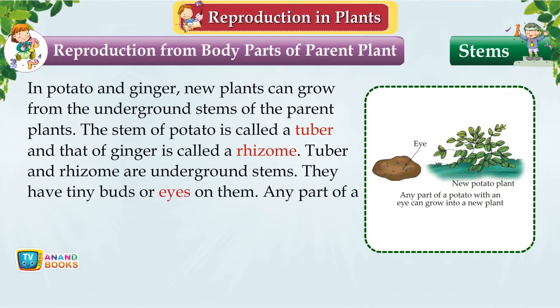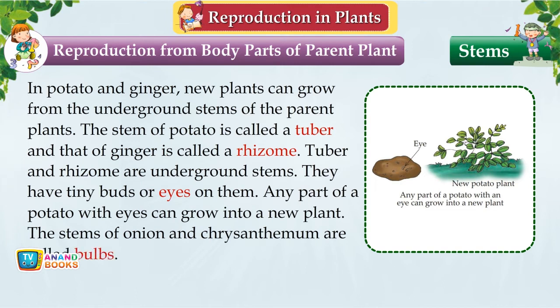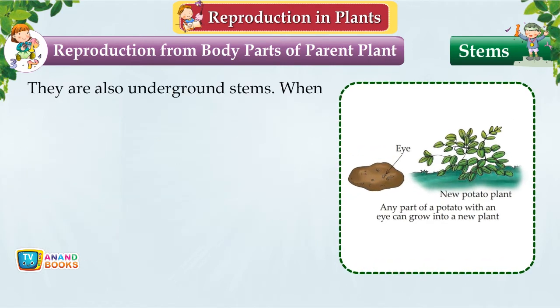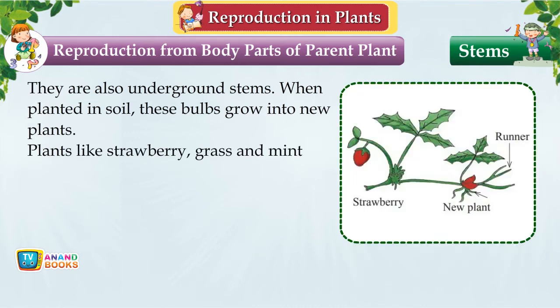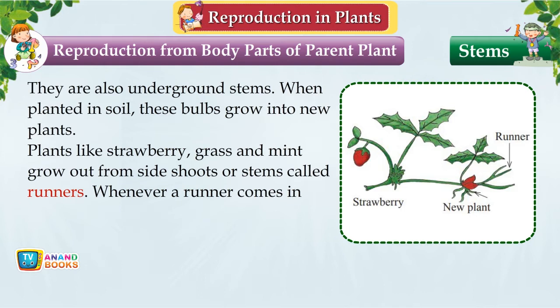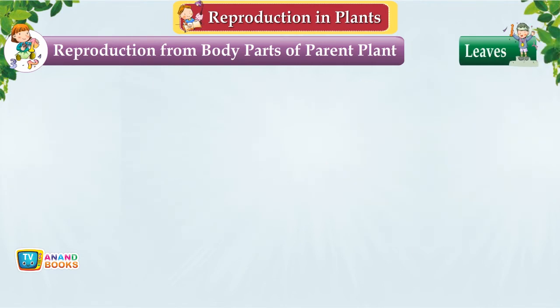They have tiny buds or eyes on them. Any part of a potato with eyes can grow into a new plant. The stems of onion and chrysanthemum are called bulbs. They are also underground stems. When planted in soil, these bulbs grow into new plants. Plants like strawberry, grass and mint grow out from side shoots or stems called runners. Whenever a runner comes in contact with the soil, it produces its own roots and grows into a new plant.